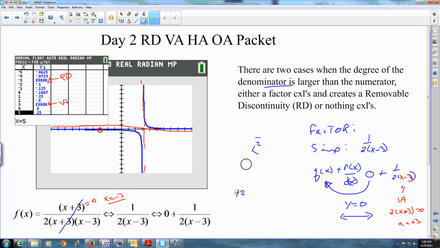Okay? How do you find the hole? Well, we know the x value is negative 3. Now how do you find the y value? You put it back into the simplified form. Take the negative 3 and fill it in, and you get 1 over 2 times negative 6, or negative 1/12. That's the y value of the hole.